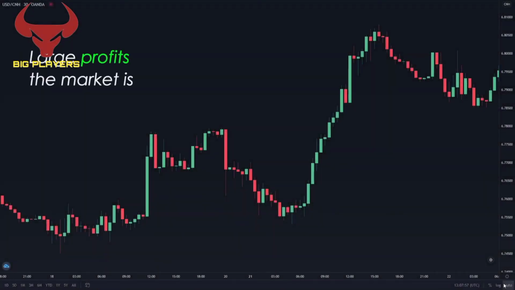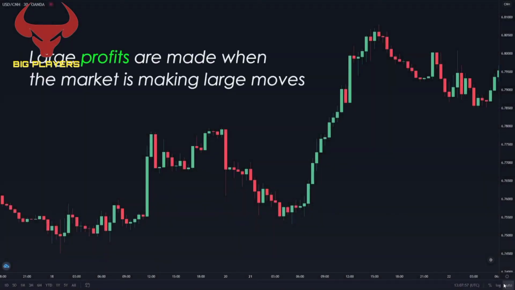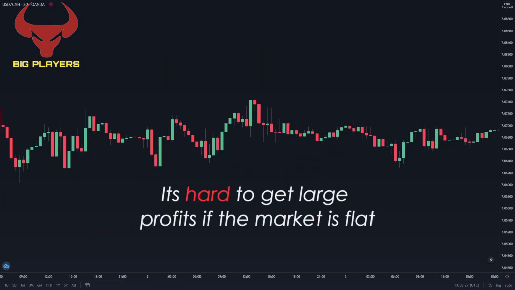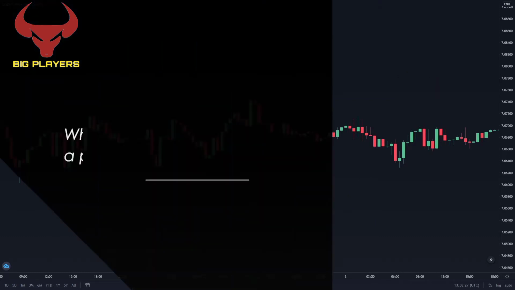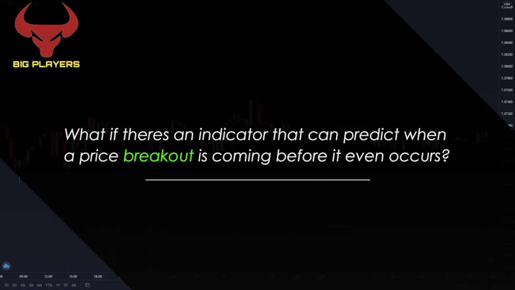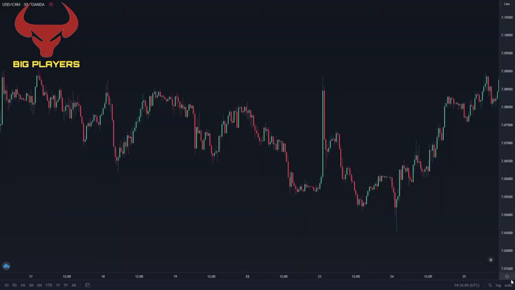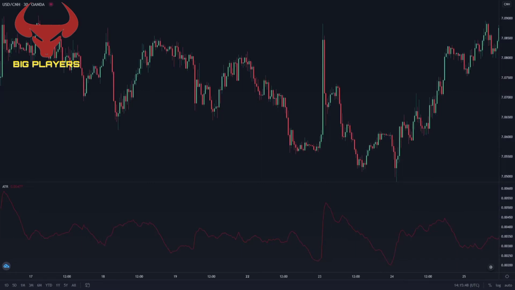When trading, the large profits are made when the market is making large breakout moves. It's hard to get large profits if the market is flat. So, what if there's an indicator that can actually predict exactly when a price breakout is coming before it even occurs? Well, that indicator is the ATR.